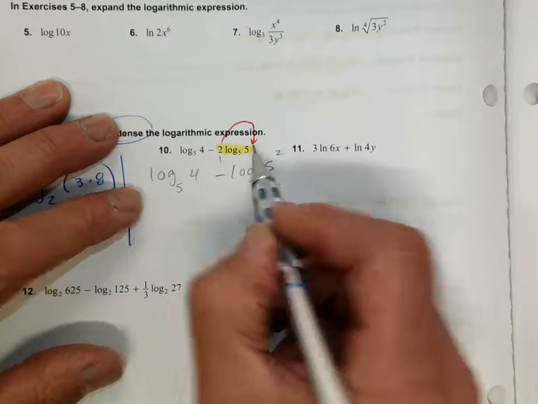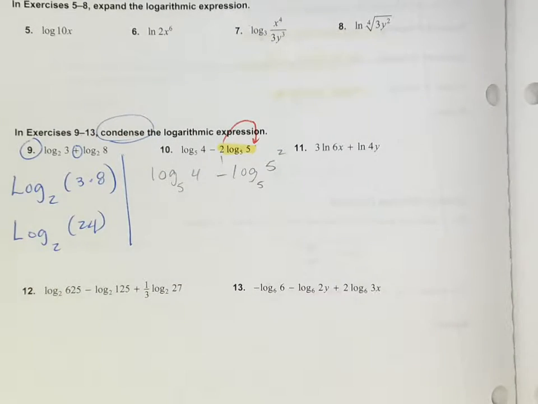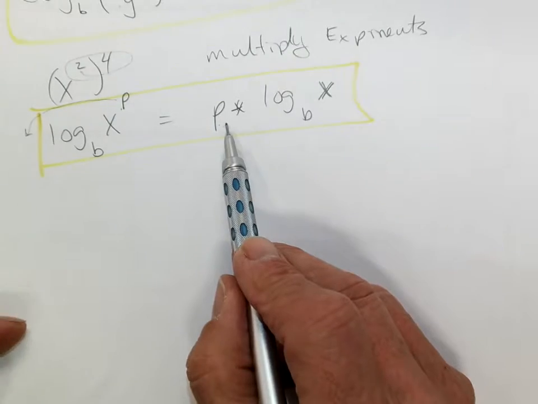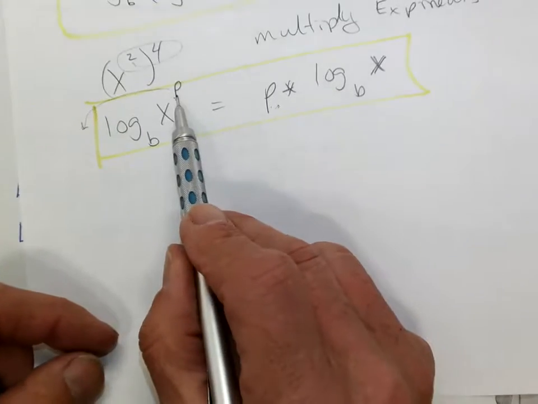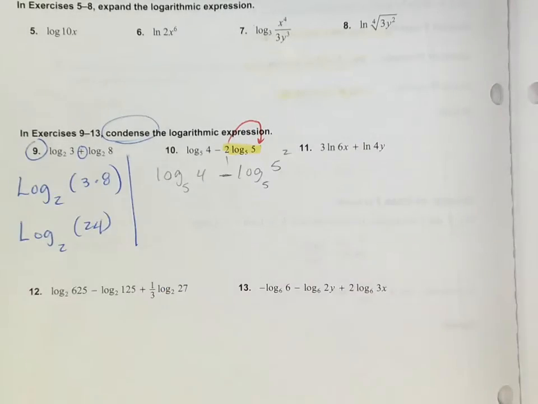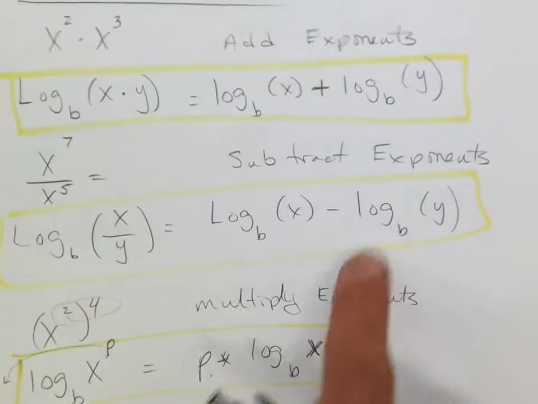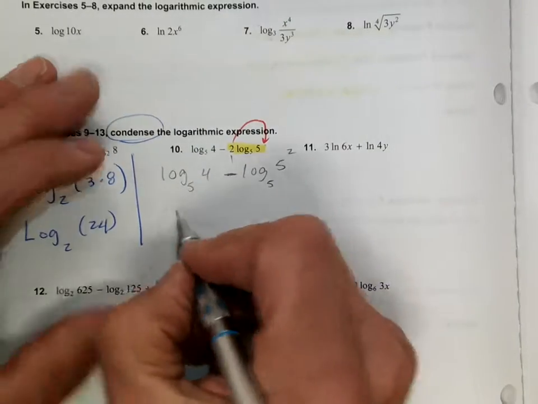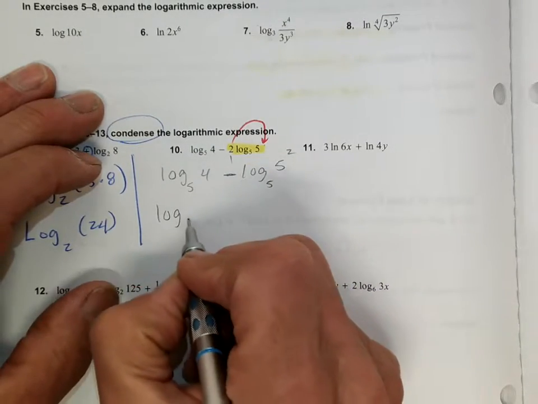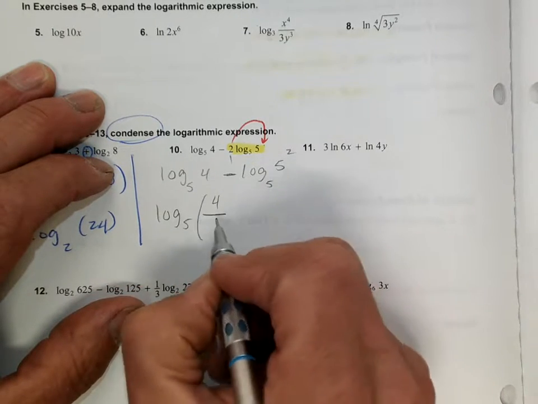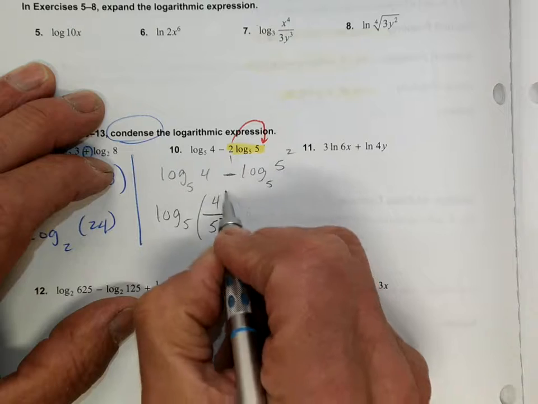So I brought the 2 and put it right there, following this rule here. If it was a number in front of a log, it was an exponent, so just put it back in. Now, subtract, right? What does subtract mean? If we had a subtraction between the two, we can make it a divide problem. So I'm going to go log base 5 of 4 over 5 squared, which is 25.